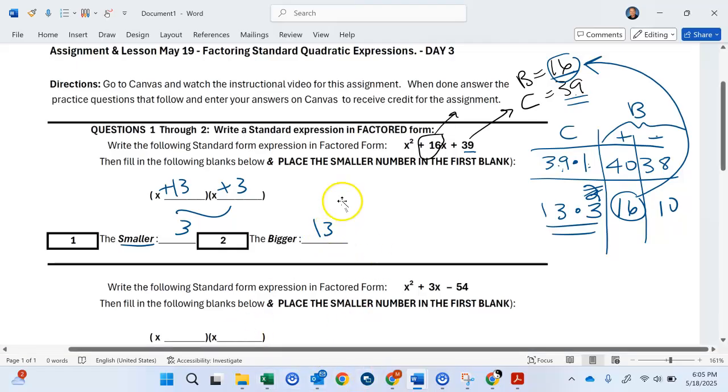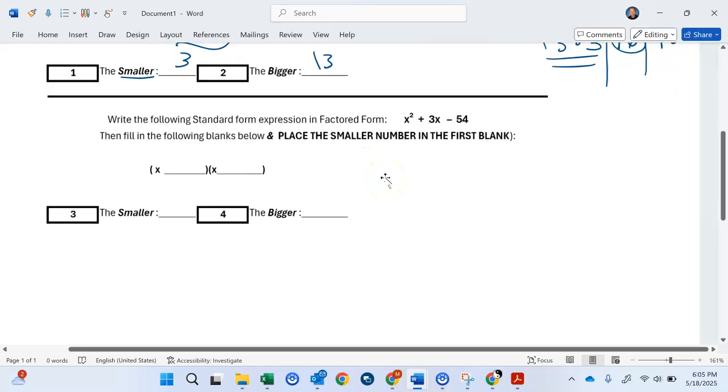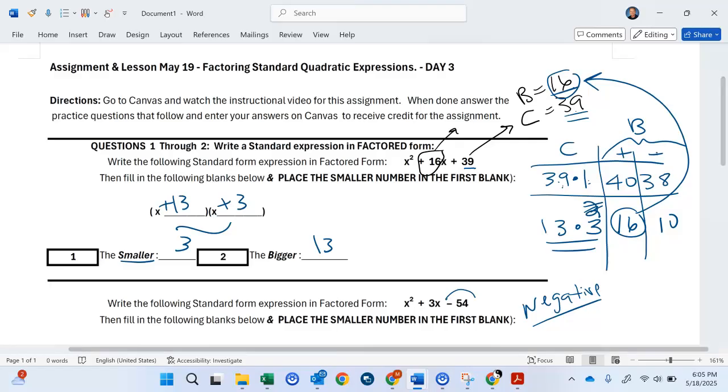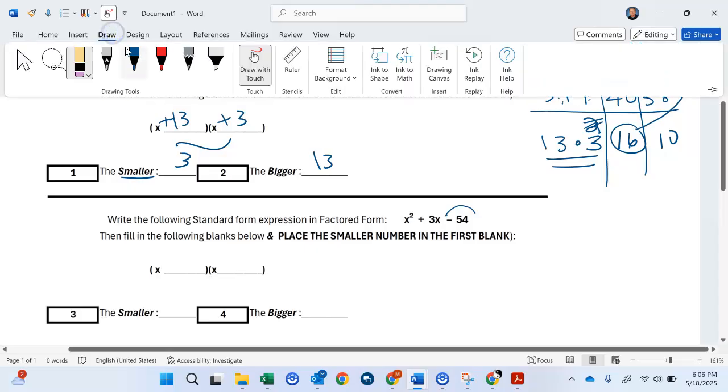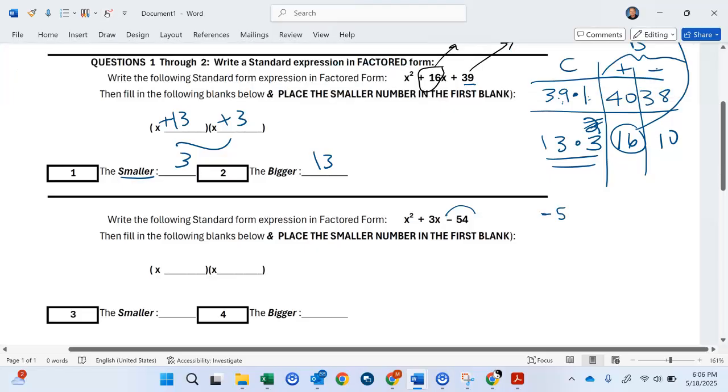Now what we're doing today is the same thing, but it's a little bit new because now we have negative numbers, okay? So this is negative 54. Before, we only had positive. So the process is still the same, but what we have to do is this. We still need C to be negative, but now it's negative 54.